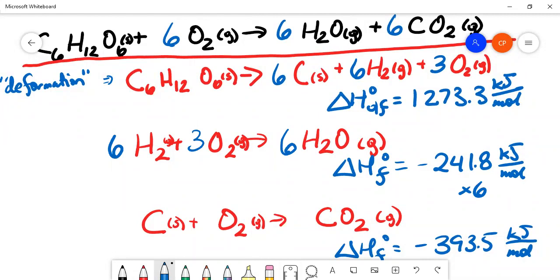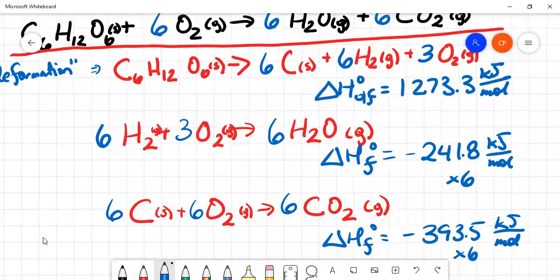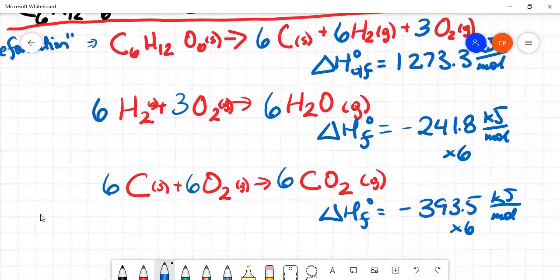And likewise, if I need 6 moles of carbon dioxide, I multiply that by 6. I've got to multiply everybody by 6, which means I'm putting a 6 here, a 6 here, and I'm multiplying this by 6. Now, let me do one other thing here.